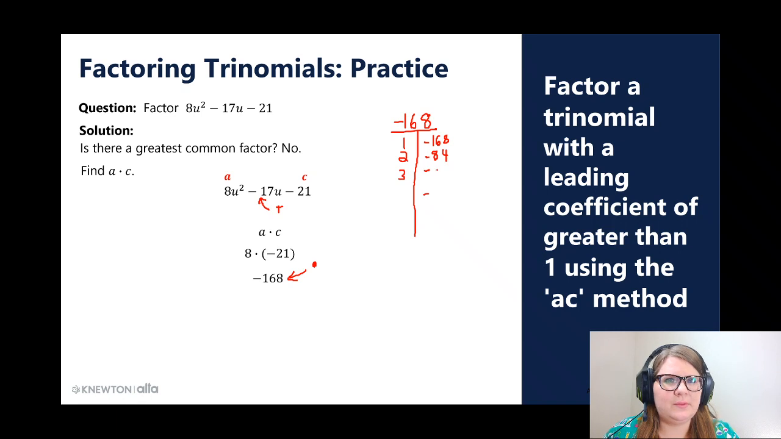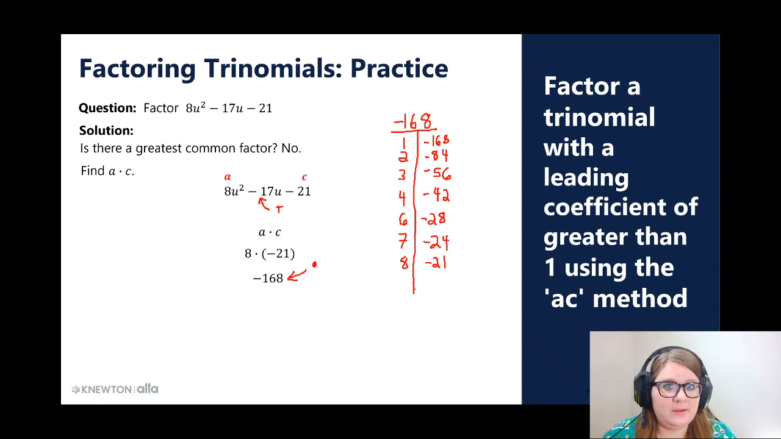3 is going to be 3 times negative 56. There we go. 4 works. It's going to be times negative 42. 5 does not work. 6 works. It's going to be times negative 28. 7 works. That's going to be times negative 24. 8 is going to be times negative 21.